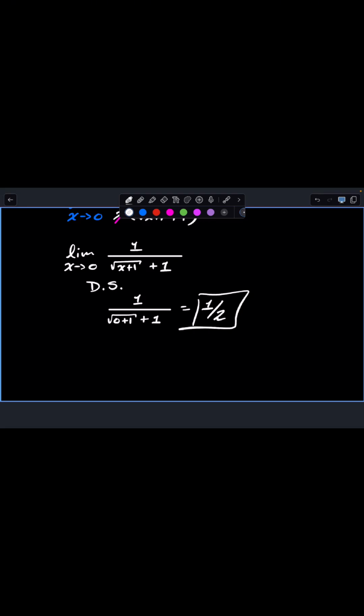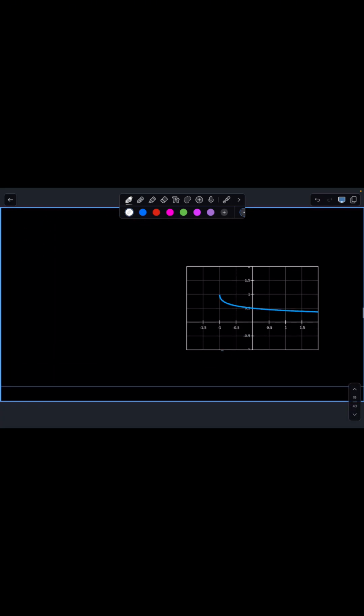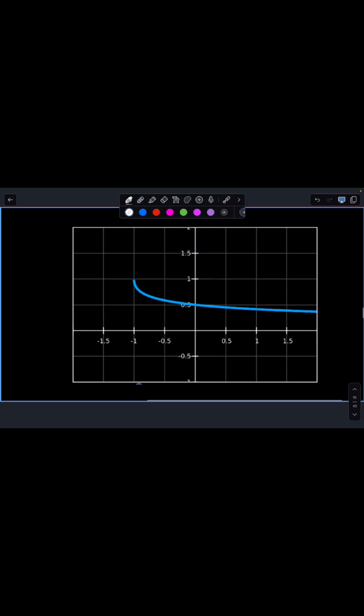Are we okay there? Okay. If you look here, guys, this is the graph that we just solved numerically. If you look at it graphically, what is the limit approaching for 0 on both sides? 1/2. And that's what we found. Cool?